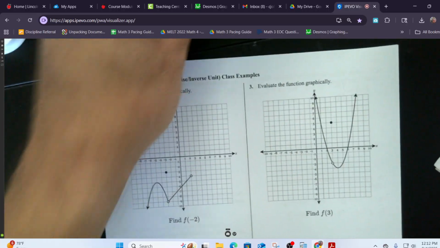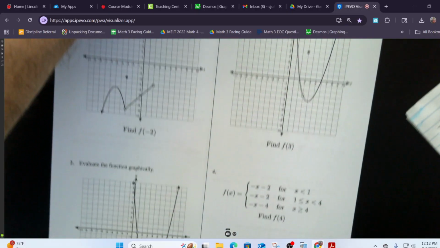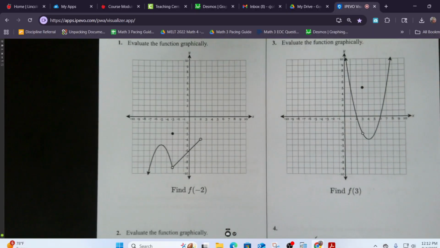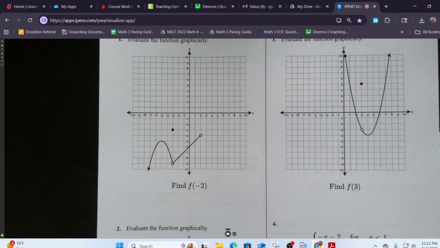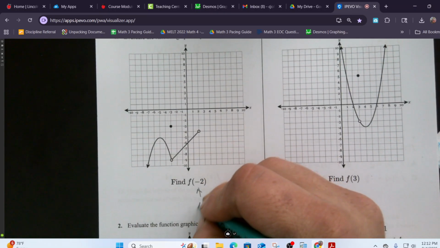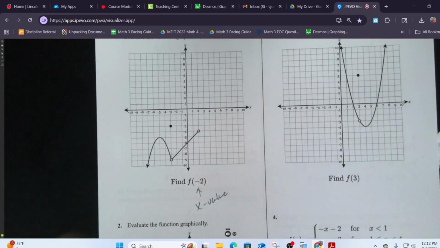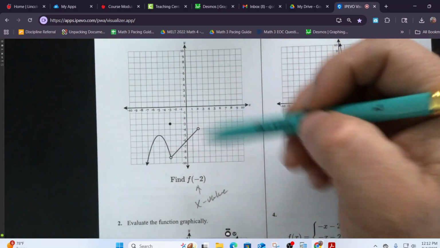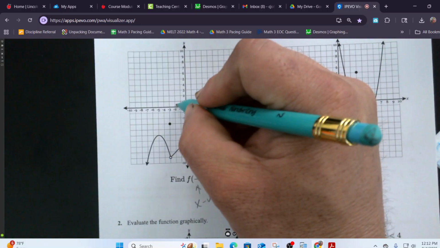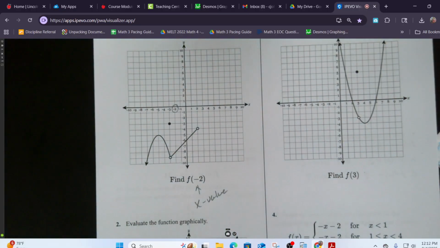Okay, guys. The first part will be evaluating piecewise functions graphically. Now remember, this is an x value. All you got to do is go find this number on the x-axis. There it is. Now it can either be defined by a closed dot or a function line.